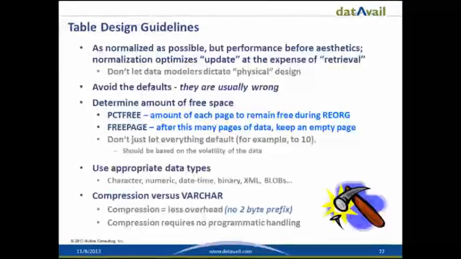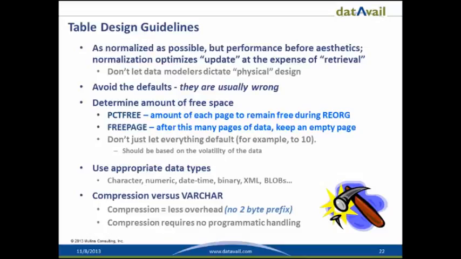From a table design perspective, high-level guidelines: normalized as possible, third normal form as much as we can. But remember, performance is more important than aesthetics. In other words, normalization is optimizing update at the expense of retrieval. Sometimes we do need to do some tweaking to the data structures to optimize retrieval, and that is something that as DBAs we sometimes need to do.